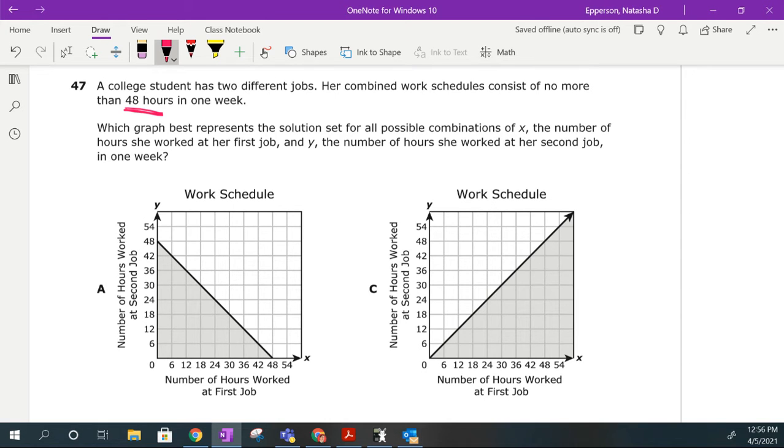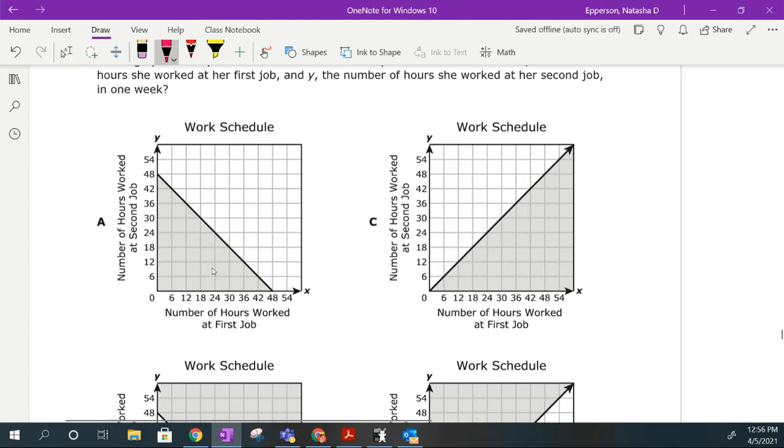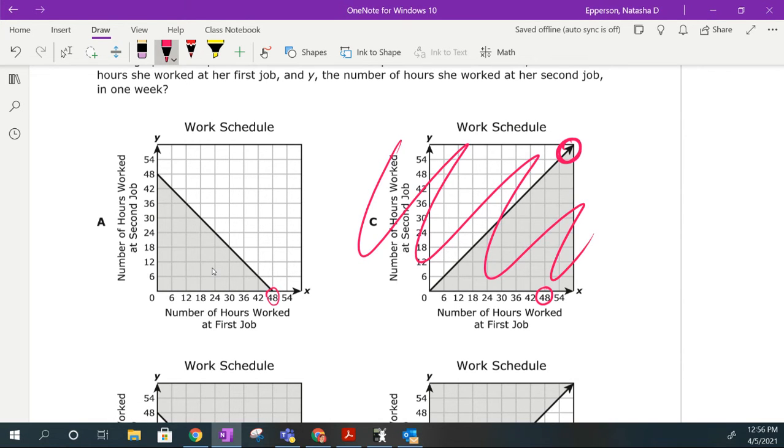Okay, so there's a couple of ways that I can look at this. So that means her second job is Y, her number of hours is X. So I want to pay attention to the number 48 that's on the graph, okay? And I can kind of reason this through just by looking at our numbers. Notice if I look at C, this has an arrow going and the shaded region is past 48. It goes off, and that arrow means it goes off into infinity. So C is going to be out automatically because it's going past that value.